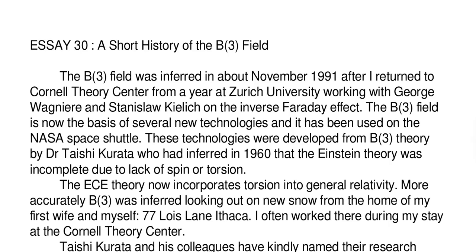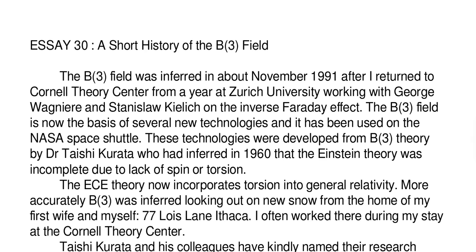Essay 30, A Short History of the B3 Field. The B3 field was inferred in about November 1991 after I returned to Cornell Theory Center from a year at Zurich University working with Georges Vanier and Stanislav Wozniak on the inverse Faraday effect.